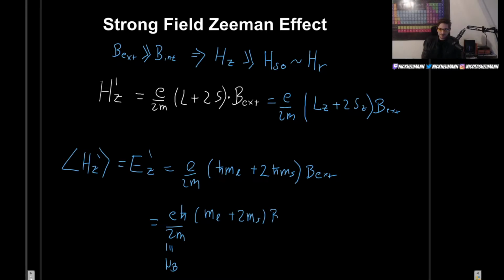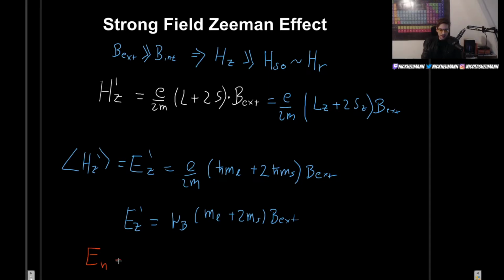So if we now rewrite this, right here would simply be the Bohr magneton. So this is our energy here. And of course, the unperturbed energy levels also have to include the base energy.